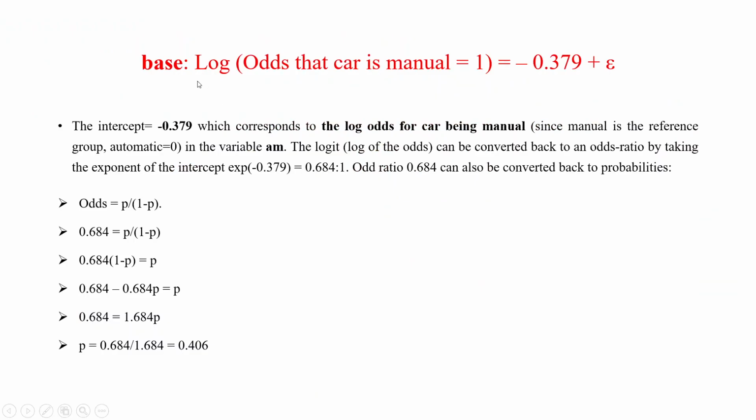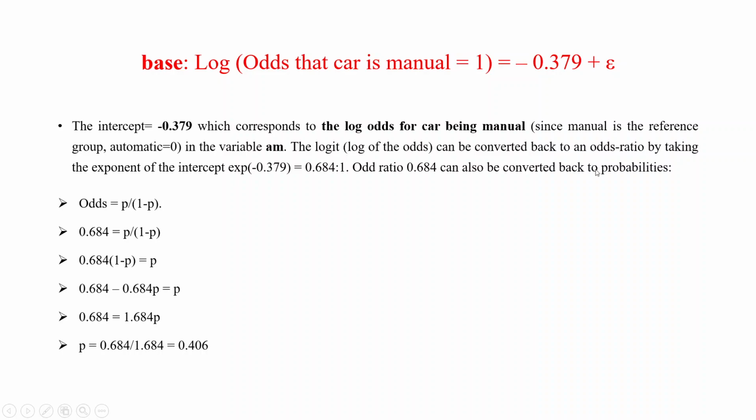So I got the model. The base model is AM equal to AM. I am writing manual is equal to 1 because the interpretation will be according to what I have coded as 1. So AM is equal to minus 0.379 plus error. So the intercept minus 0.379 corresponds to the log odds for the car being manual because it's a reference category. Automatic is 0.